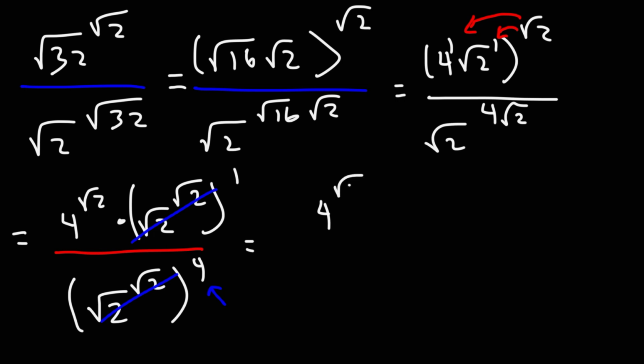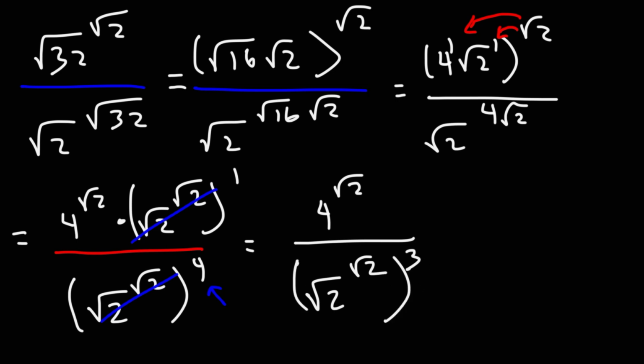So this is 4 square root 2. And now I have square root 2 raised to the square root 2. I had 4, but I lost 1. So now I have 3. So now what should we do next?